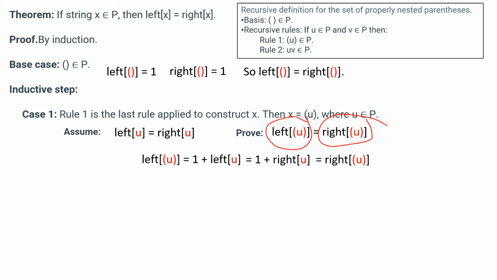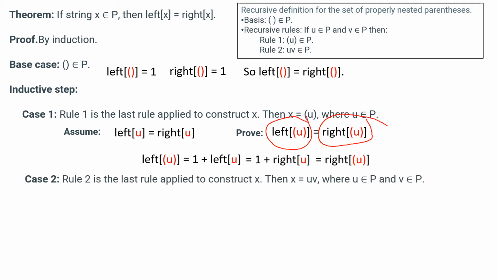So now I've proven what I needed to prove, that the number of left parentheses in my new element is equal to the number of right parentheses in my new element. So that's for case 1, when we used Rule 1 to come up with a new element.